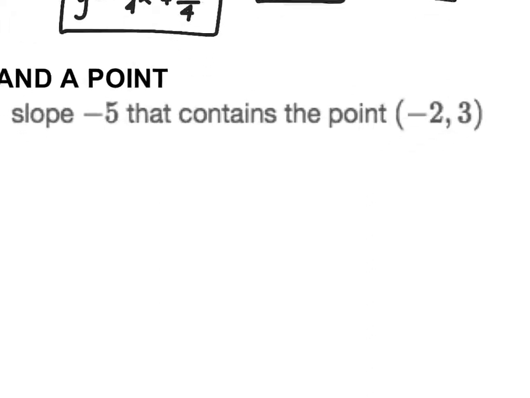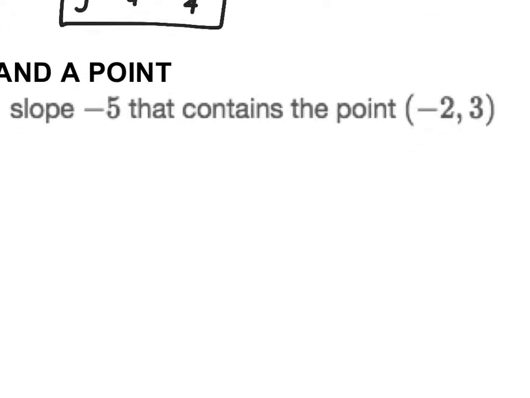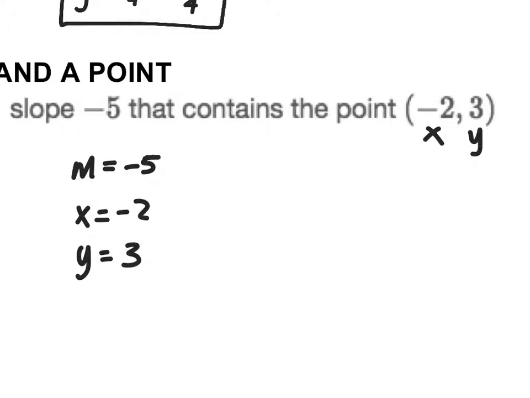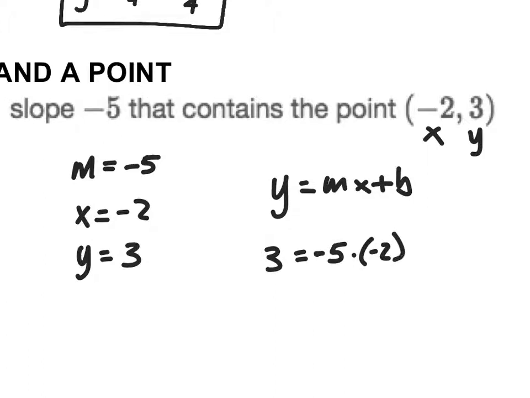Slope of negative 5 contains the point negative 2, 3. So I know that my slope m is equal to negative 5. I know that my x value for this point is negative 2, and my y value is equal to 3. Using y equals mx plus b, I'm going to plug in 3 for my y value, and that's going to equal m, which is negative 5, and then x, which is negative 2, and then add b to that. So now I'm just going to solve this equation for b.